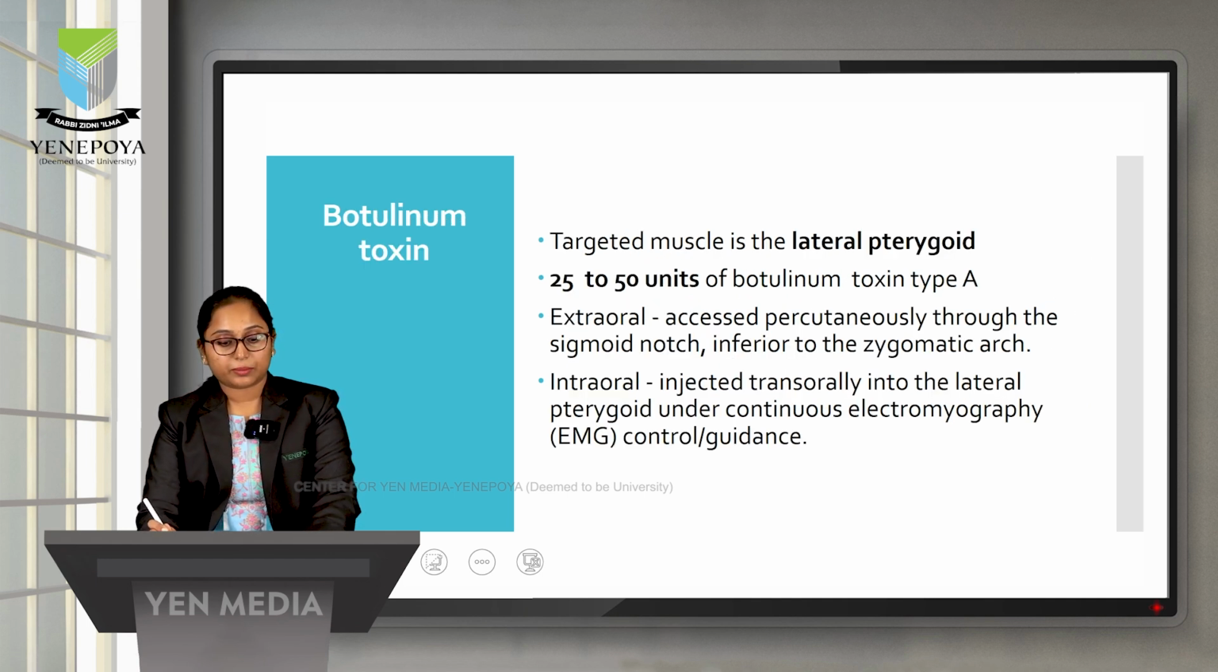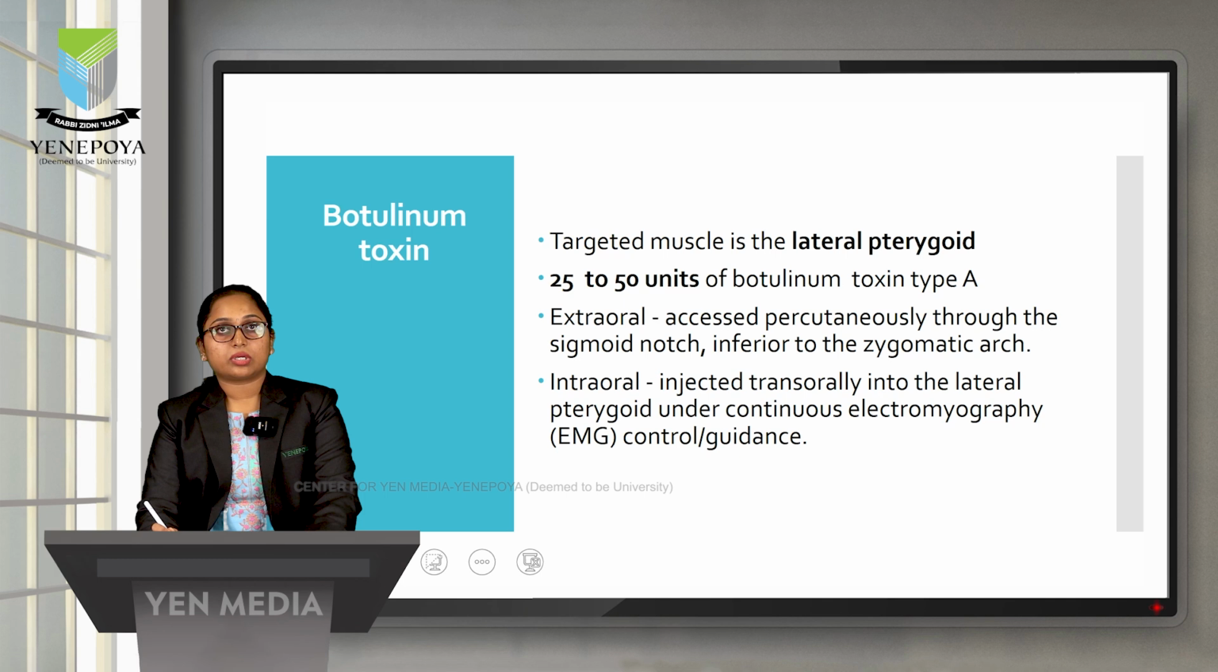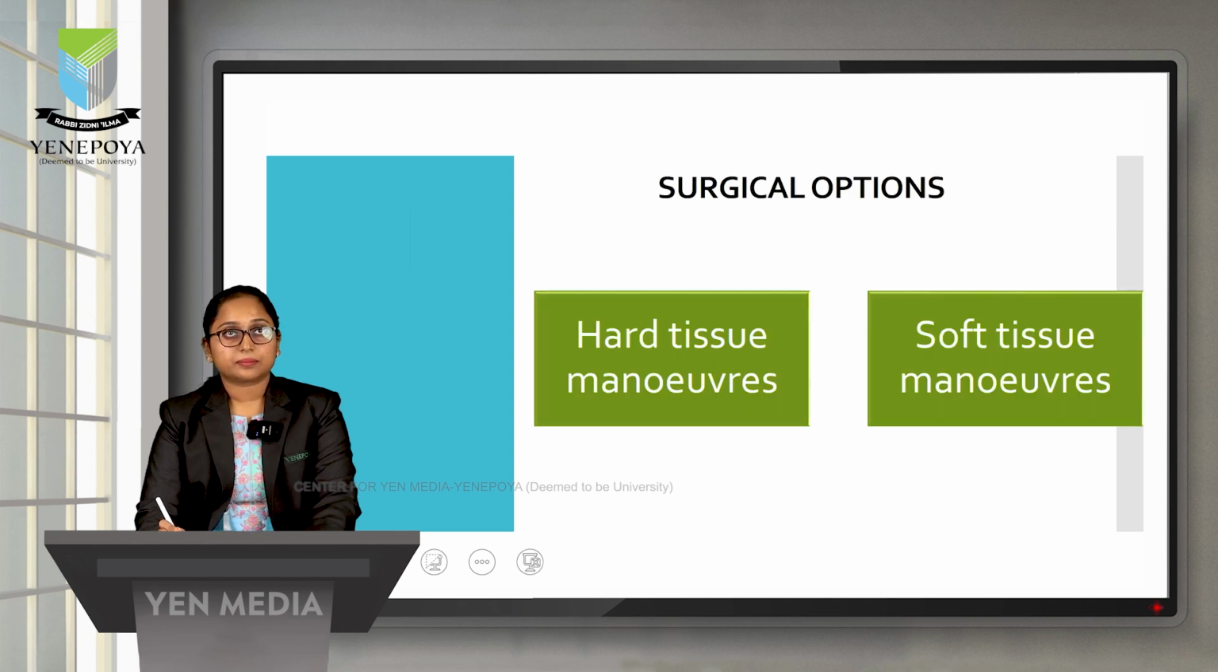Next is botulinum toxin injections. Type A botulinum toxin is used up to 25 to 50 units. The main muscle targeted here is the lateral pterygoid muscle. It can be given either intraorally or extraorally. Extraorally, it can be accessed percutaneously through the sigmoid notch beneath the zygomatic arch, whereas intraorally it is injected transorally into the lateral pterygoid under EMG guidance.